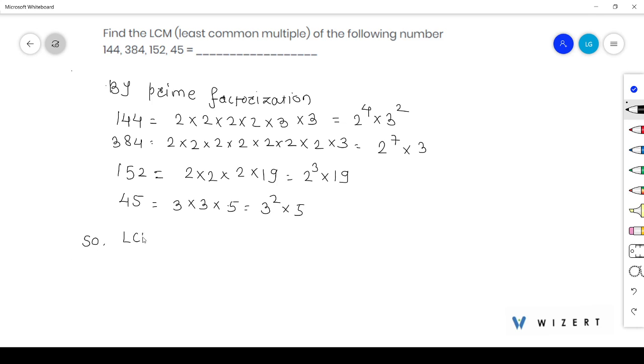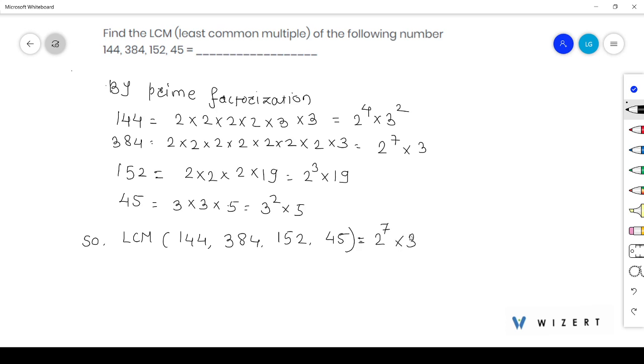So, the least common multiple of 144, 384, 152 and 45 is, firstly, let us take the highest power of 2. We can observe here it is 7, so 2 to the power 7.